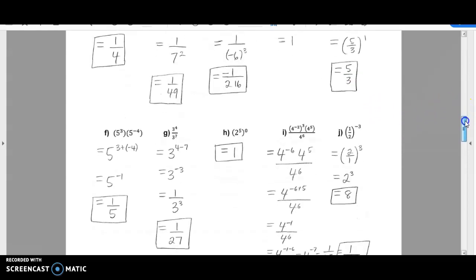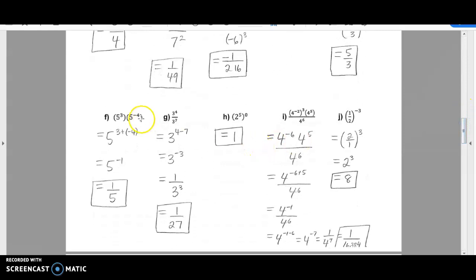Okay. Last couple of examples here. The same rules apply as the previous lesson: if you have the same base and you are multiplying the powers together, you add the exponents. So here we have a base of 5, and they're being multiplied. So we take the exponents, 3 plus negative 4. 3 plus negative 4 is negative 1, so that gives us 5 to the power of negative 1.